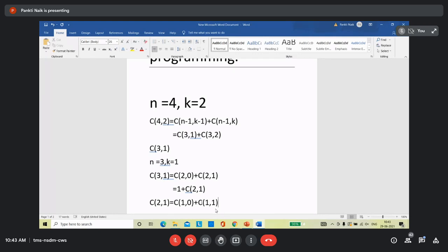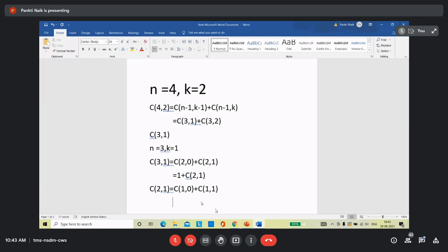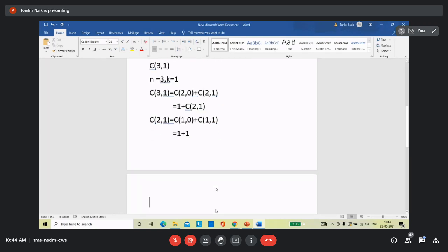Right? So now C of 1, comma 0, again the value of k is equal to 0. So 1 plus C of 1, 1. It means n is equal to k. Right? Here the value of n is 1 and k is 1. It means n is equal to k for this sub problem. Right? So what is the answer of this binomial coefficient? 1. Right?